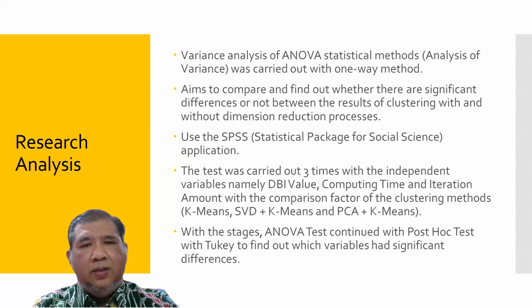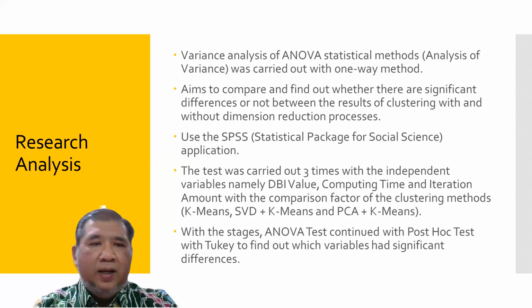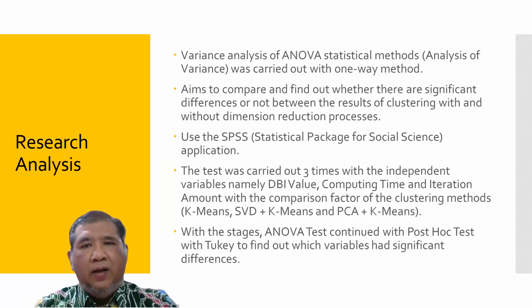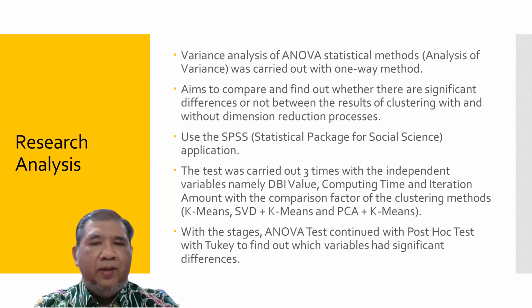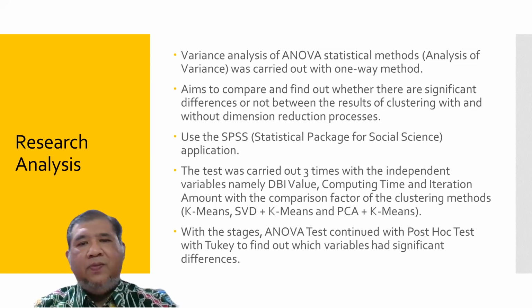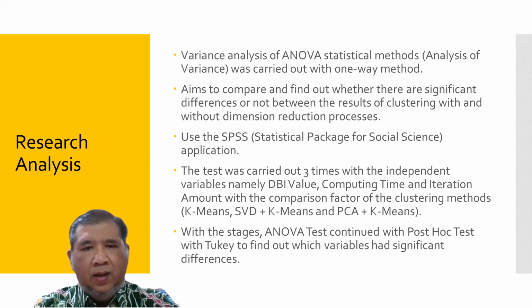The results were analyzed statistically using the ANOVA method, analysis of variance. In this research, we use SPSS software version 24 as a tool. We compare the three groups of results: K-means only, SVD plus K-means, and PCA plus K-means. And to find which differences make the difference, we use the post hoc test using the Tukey method.